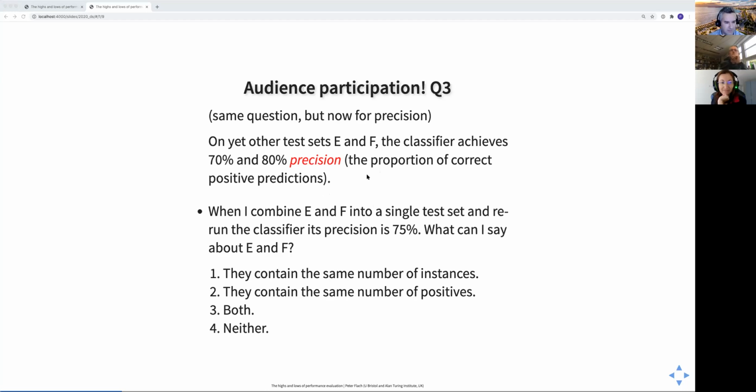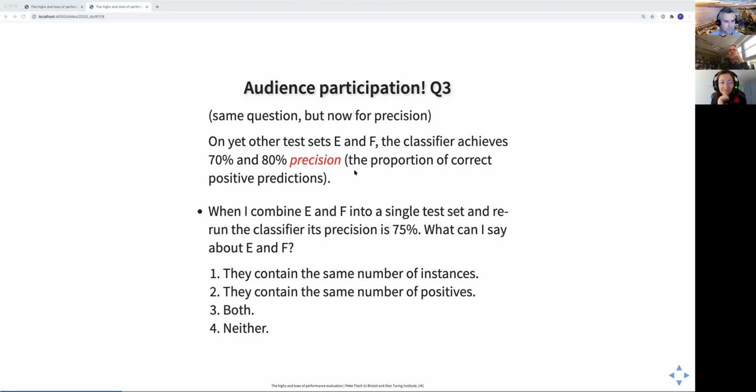Right. So question one, correct answer is in red, which more than half of you had. The correct answer, they contain the same number of instances. Think about arithmetic mean needs the same values in the denominator. So in that case, that's here. In the case of recall, they need to contain the same number of positives because recall has the number of positives in the denominator.